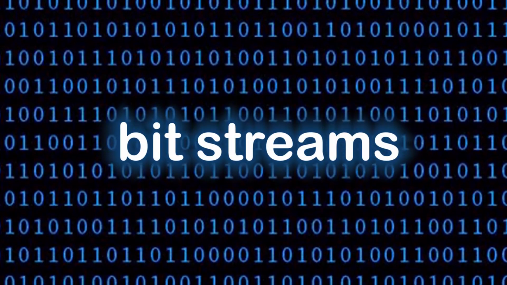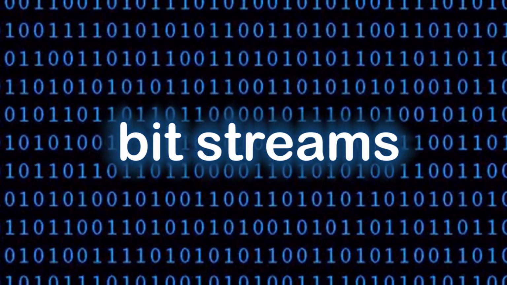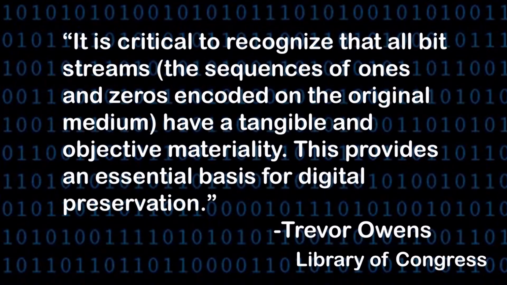We know that our digital objects are basically encoded strings of ones and zeros, known as bit streams. It's important to always keep in mind that these bit streams are encoded physically on some media. Trevor Owens tells us, "It is critical to recognize that all bit streams, the sequences of ones and zeros encoded on the original medium, have a tangible and objective materiality. This provides an essential basis for digital preservation."